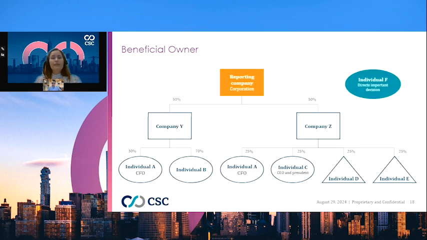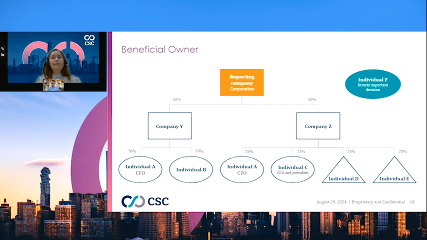To illustrate the analysis, FinCEN provides a few scenarios in its written guidance. The most complex example is listed here for a reporting company that is a corporation with multiple indirect owners through Company Y and Company Z. In this example, individuals A, B, C, and F are beneficial owners.